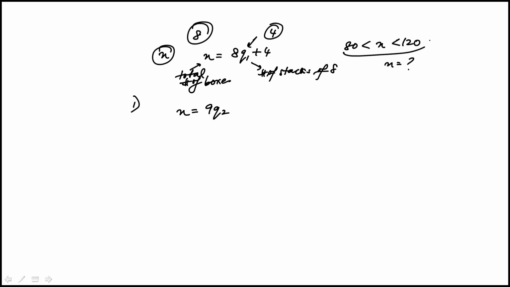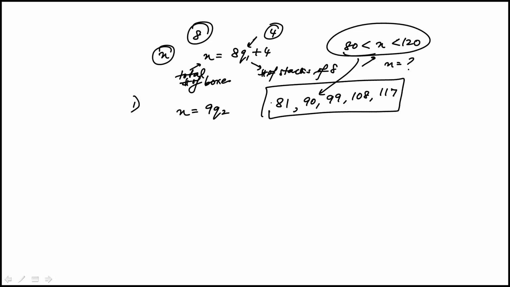So one easy way is, because we're given a range for n, we can list the numbers that are multiples of 9. So that would be 81, 90, and I'm looking for numbers that fall in that range. 99, 108, and then the next one would be 121. No, actually, next would be 117. So that also falls here. And then we go beyond that, which would be 126.